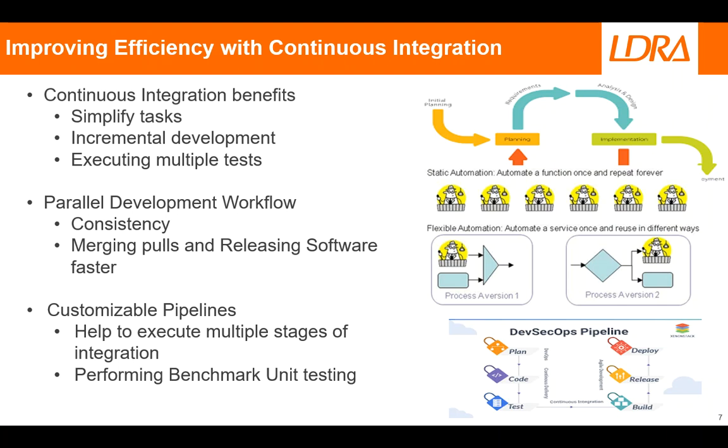One last thing, a customizable pipeline helps to integrate different stages of integration by configuring analysis to match the goal of each stage. It also helps to perform benchmark testing and execute unit testing or coverage analysis to obtain the software and structural coverage results needed for standards such as DO-178, ISO 26262, or other industry standards.